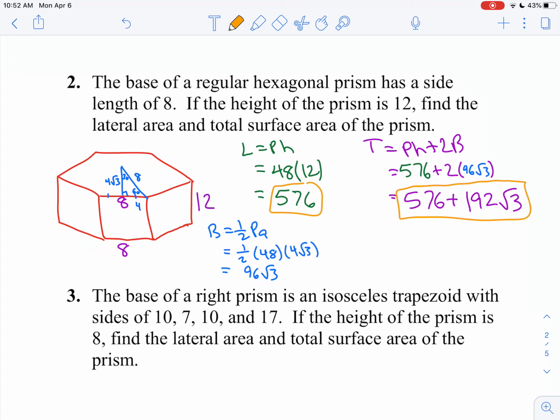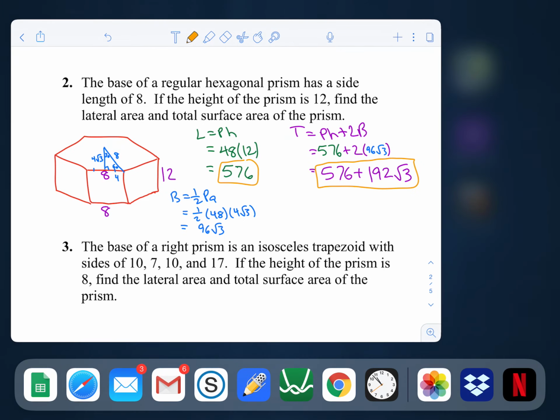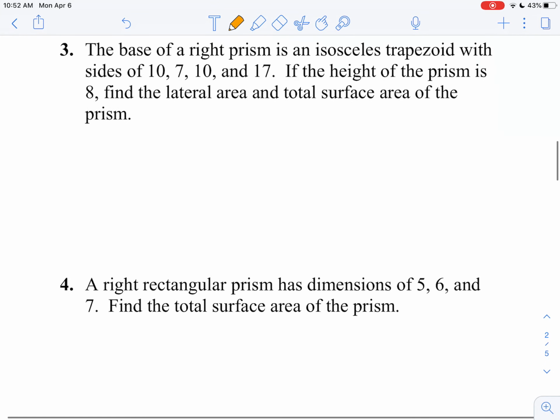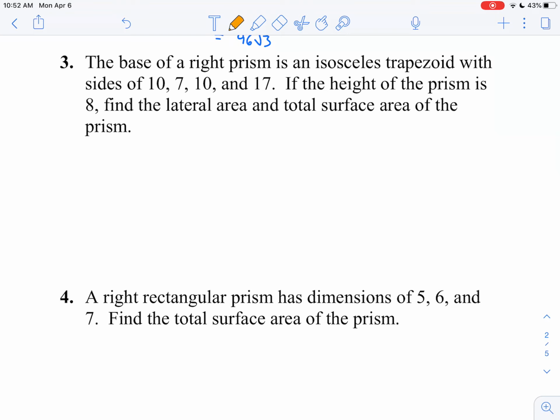Good times. All right, isosceles trapezoid. I guess I'll stay orange. I don't know. We'll see. Oh, I don't know if I gave myself enough room. Well, I guess this one can just be tiny. Well, that's pretty junky.